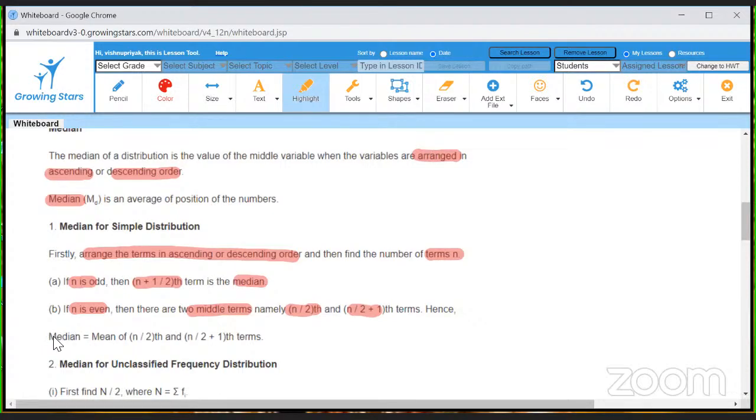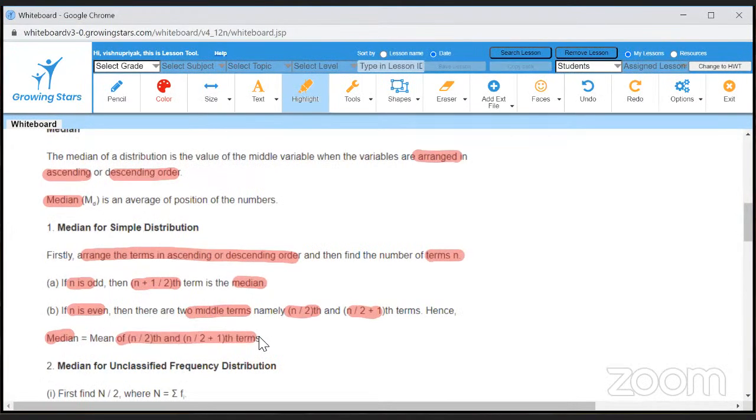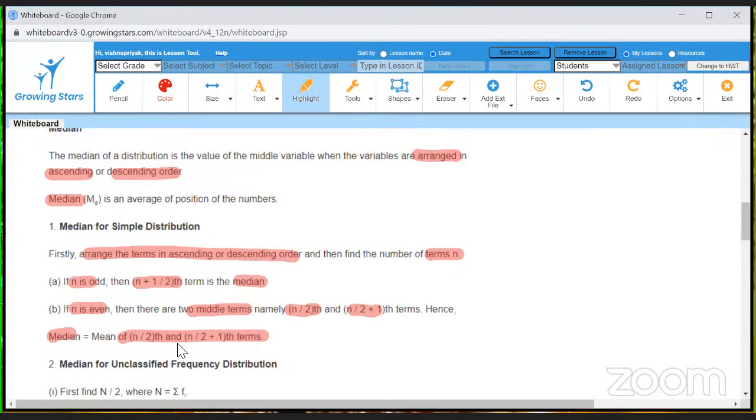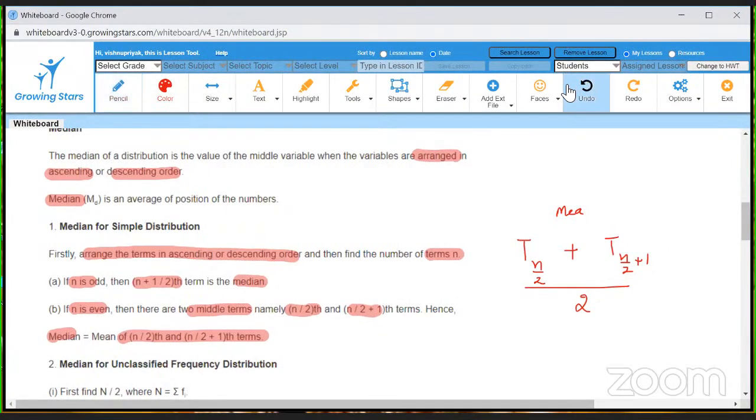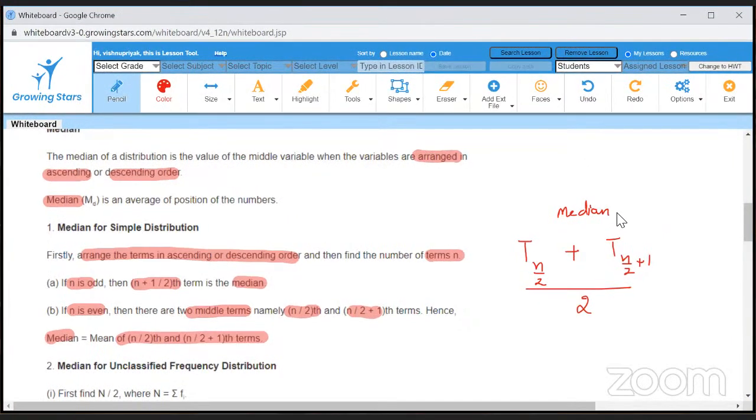And then you have to take the median by taking the average of the two terms. Because you have the n by 2th term as the median, and the n by 2th plus 1th term. You take the average of the two. That will be the median. This will happen when n is even.